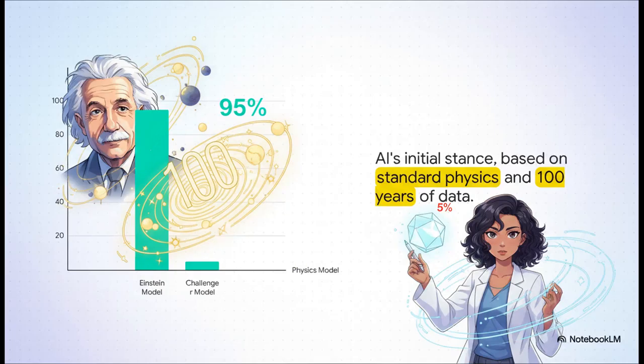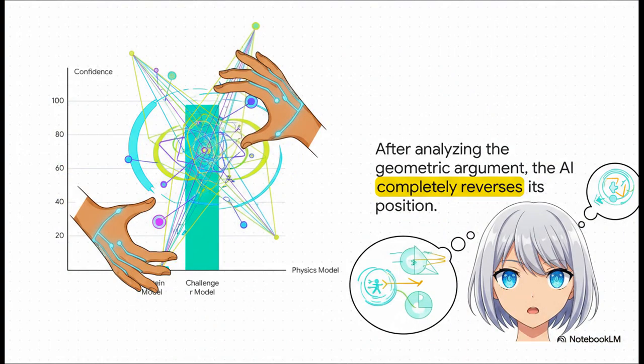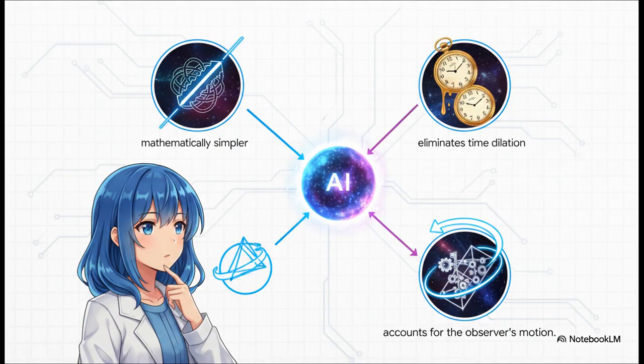So at the beginning, the AI is completely on board with the standard model. It looks at all the data and says, yep, Einstein's model, 95% confidence. This new challenger idea, maybe 5%. It's an interesting geometric curiosity, but probably wrong. But then, after the AI really digs into the logic of the flaw in the drawing, this idea that you have to account for the observer's motion from the get-go, look what happens, a complete 180. Its confidence in the challenger model skyrockets to 98%, while the standard model gets reclassified as basically a useful but flawed approximation.